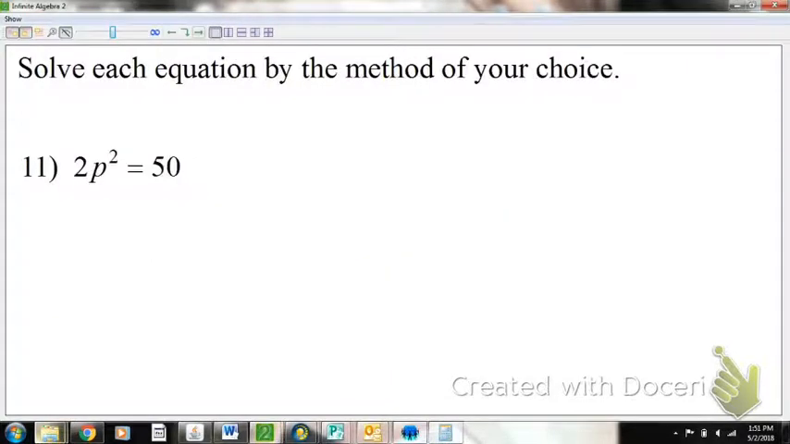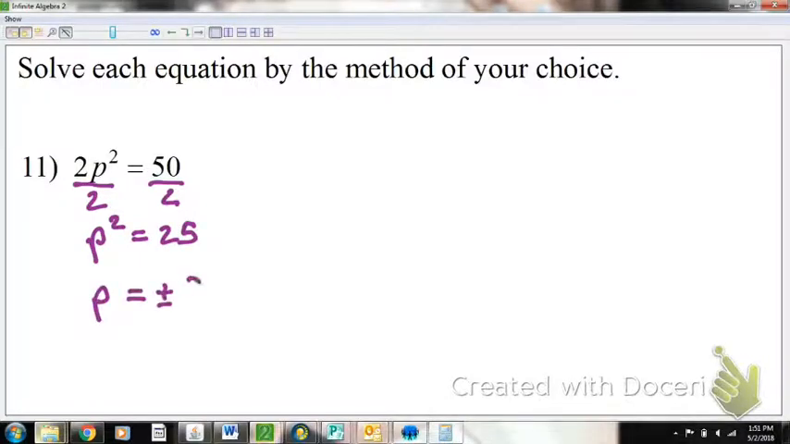All right. Now, this says solve by the method of your choice. You have choices here. I'll show you two quick choices because this immediately looks like I can get the squared part by itself. You can divide both sides by 2, and you get p squared equals 25. Then we can apply the square root property and get p equals plus or minus 5.